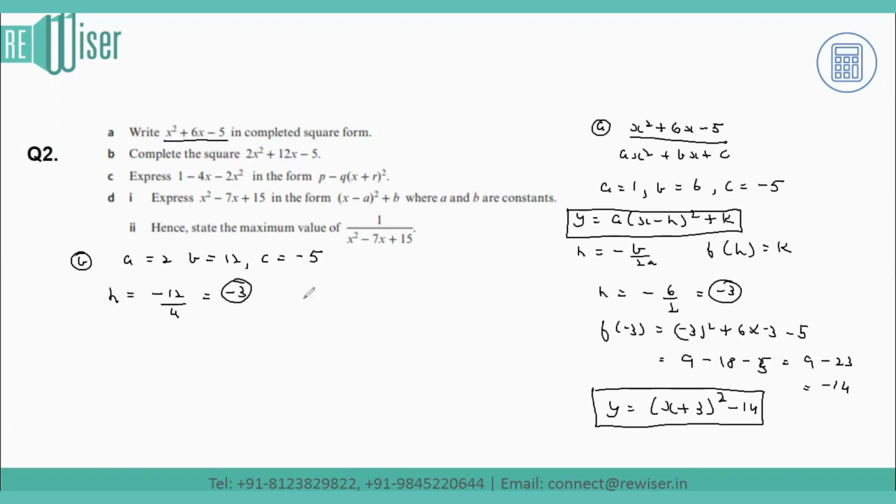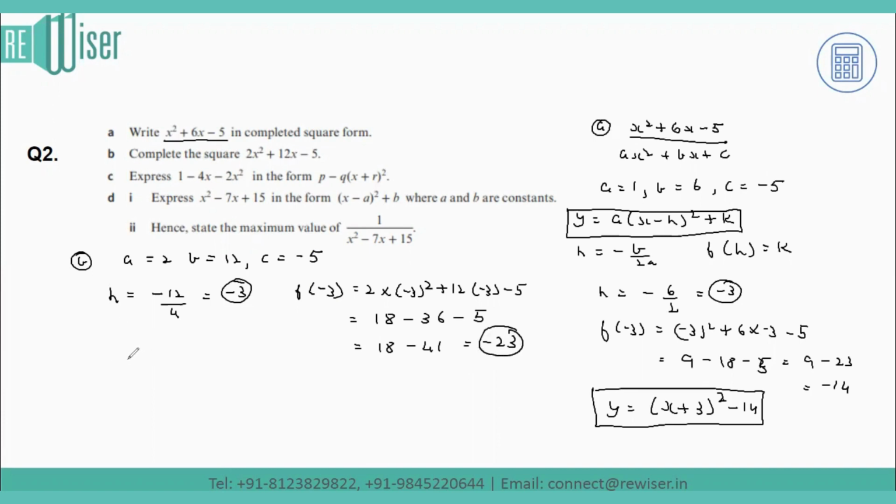So if I put the value of f of minus 3 into the original equation over here, I get 2 into minus 3 whole square plus 12 into minus 3 minus 5. So that becomes 18, and this is minus 36 and minus 5. So that is equal to 18 minus 41, and that is equal to minus 23. So that's the value of k.